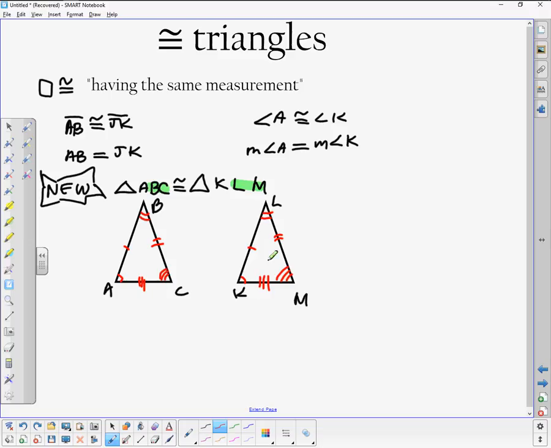The way they write it is very, very important. They have to correspond. A corresponds to K, angle B corresponds to L, and angle C corresponds to M. Okay, so that's all you have to know. So let's do some examples.